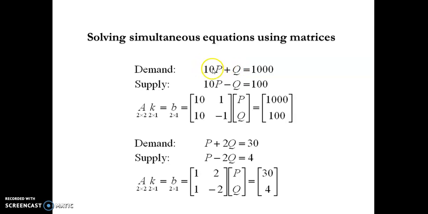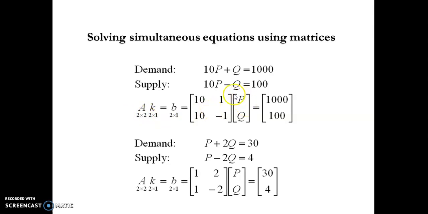So here we have 10, here we have 1, so you do need to write the number 1. There we have 10p as well. And then here we have minus 1. If there isn't a variable, then you would insert a 0. So you just have your coefficients in this matrix of A. And note, it is a square matrix. It has the same number of rows as it does columns.